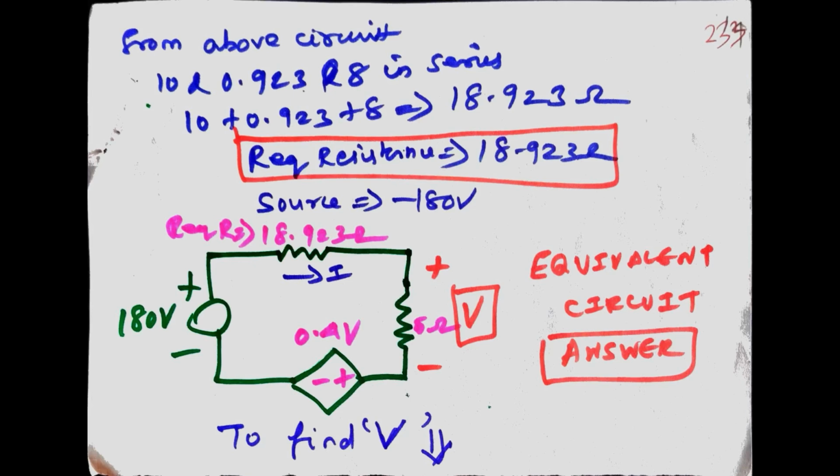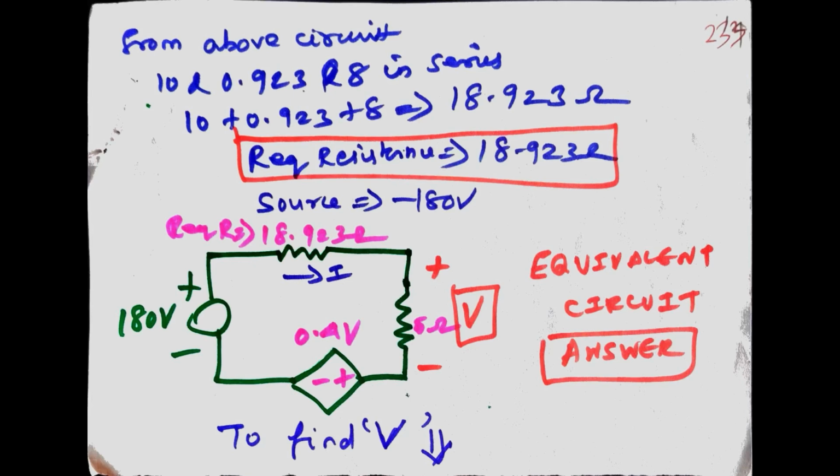The source is minus 180. Put in the equivalent circuit minus to plus, rise voltage is 180 volts, and equivalent resistance is 18.923 ohm. I is the current flowing in this circuit. 0.4 V is the dependent or controlled source. We find the voltage value across 5 ohm. To find V, the solution is in the next page.